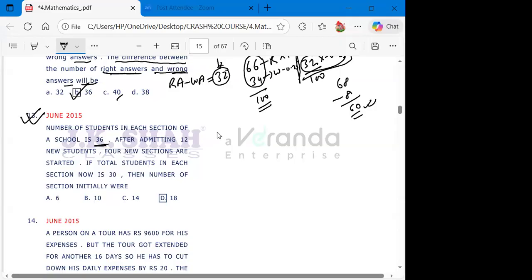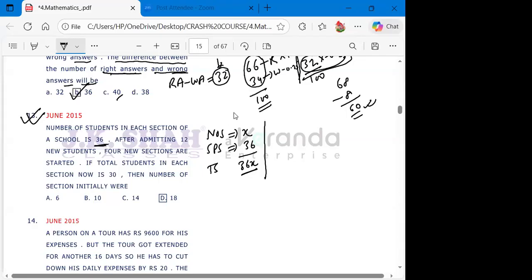It means, let us assume number of sections were, suppose, X, correct? Students per section was how much? 36. So can I say total students in the school was 36X? How many of you understood this part? That number of sections is how much? X. Number of students per section is how much? 36. So if I multiply X with 36, it becomes total students. Now, this is the old position.